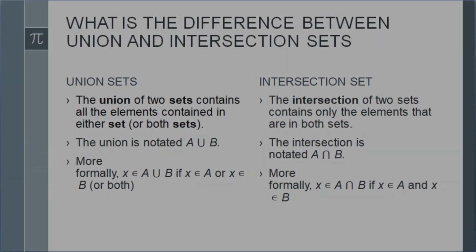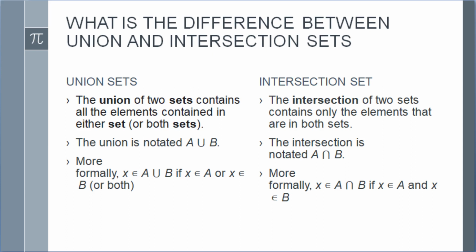Now let's come to the next topic. What's the difference between union and intersection sets? This is an important point. Now what do I mean by union set? As I told you before, the union of two sets contains all the elements in either set, or it can be both sets also. Like I've given an example previously, one more example I'm giving you, it will be clear to you.